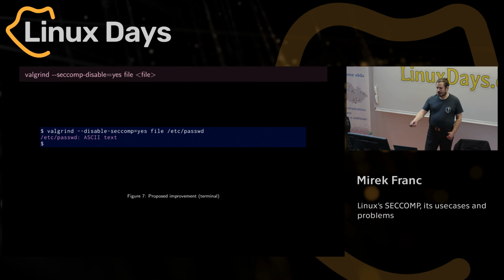So yeah, now, back to the teaser slide. Now I run Valgrind with disable SECCOMP yes, and now it works, because file tried to sandbox Valgrind, but it was not successful, so execution can proceed. This is useful because some programs, say QEMU, allow sandboxing with SECCOMP, and they have a flag that allows you to turn it on and off dynamically. But some programs like file don't.